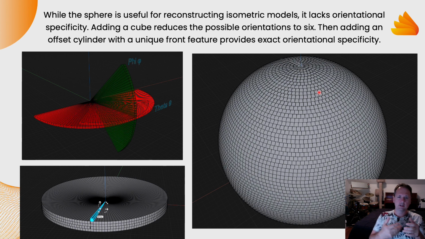But basically when that cylinder has a feature on the front and it's offset to the right, you now have exact orientational specificity. So no matter where you look at that bank from, you know exactly which way it's up and it's left and it's right and it's front. You're never going to be confused. So it's actually very useful.